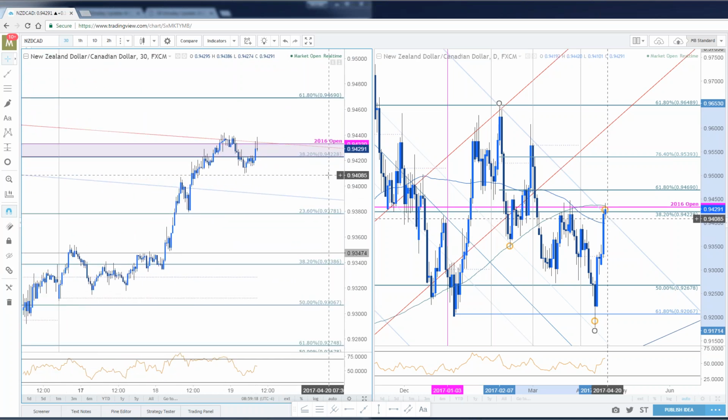Again, be mindful. If you're not holding any positions on this yet, you have that crude inventories print at 10:30 might lighten things up for the CAD crosses. Any questions on Kiwi CAD?